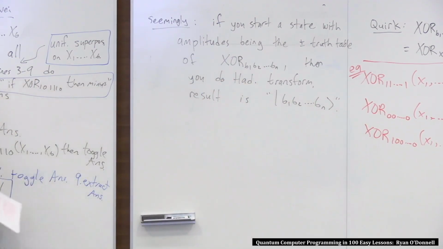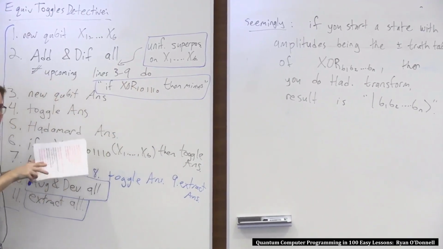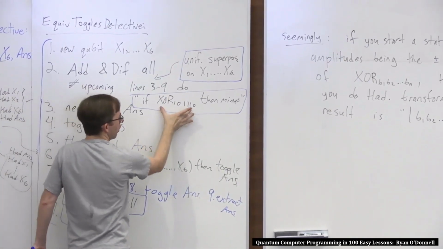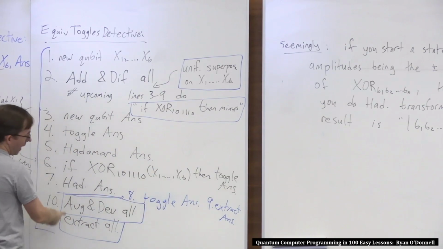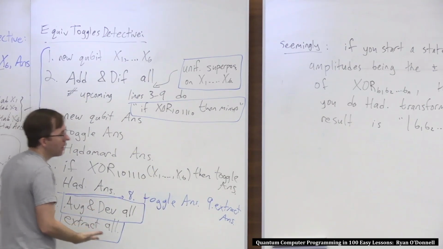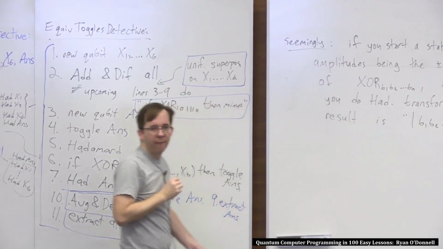Because that's what we did here. Effectively, by doing this operation and this operation, we loaded the truth table, but in ±1 notation. We loaded the ±1 notation truth table of this function into the state. Then we did the Hadamard transform. Then apparently, all the amplitude was just on this one basic state.